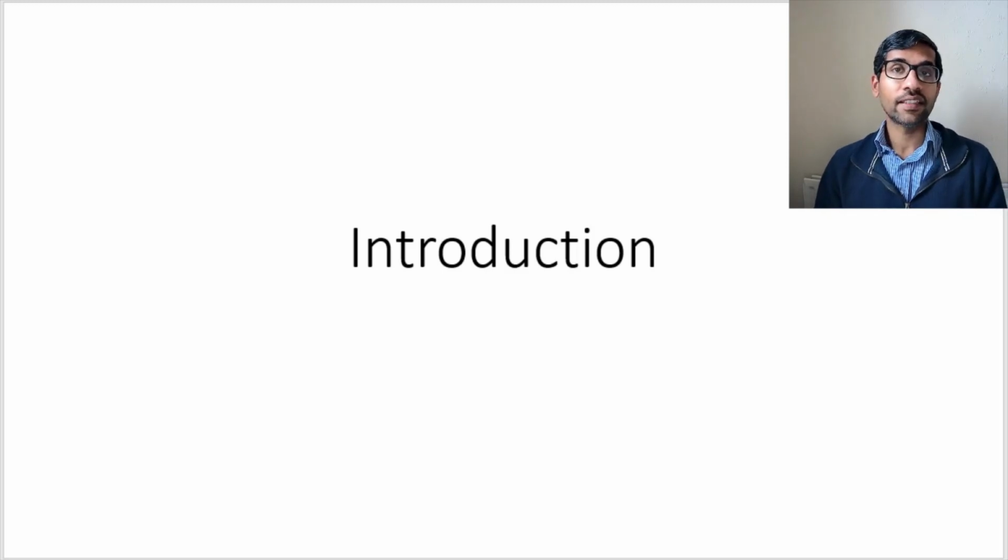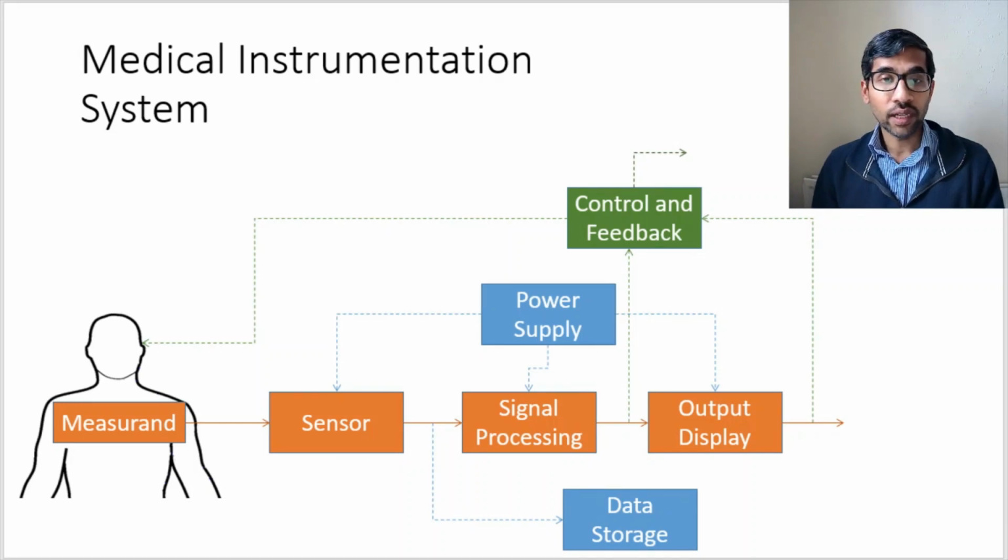To do that, let's first think about a medical instrumentation system as such. So I have shown a medical instrumentation system here, and this system actually measures something from the human body. That measurement is done by a sensor. The output of the sensor is then processed, and this processing could refer to deriving some parameters from the signal. So, for example, if you're measuring ECG, you may want to figure out your heart rate in beats per minute using the signal processing algorithm, right? And the output of the signal processing algorithm is then displayed at the output.